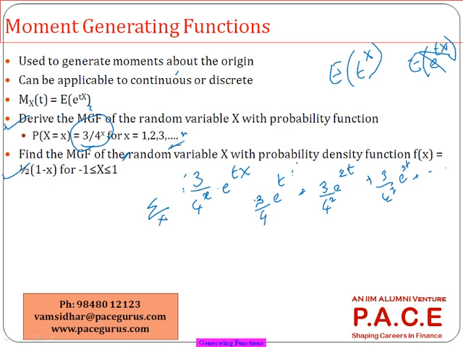So this is an infinite series. From 1 to infinity it is going. So I have to do this as the sum of infinite terms of a geometric progression. What is the sum of infinite terms of a geometric progression?